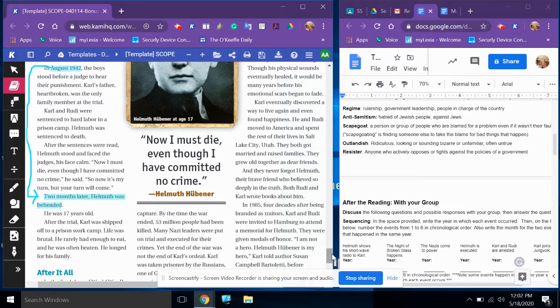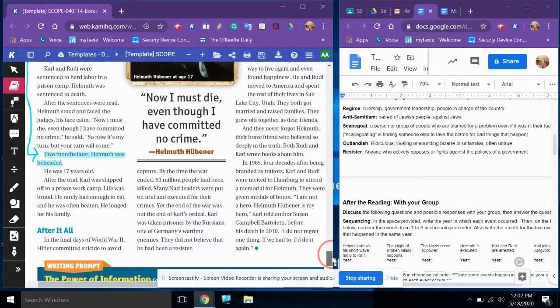After the sentences were read, Helmuth stood and faced the judges, his face calm. "Now I must die, even though I've committed no crime," he said. "So now it is my turn, but your turn will come." Two months later, Helmuth was beheaded. He was 17 years old.